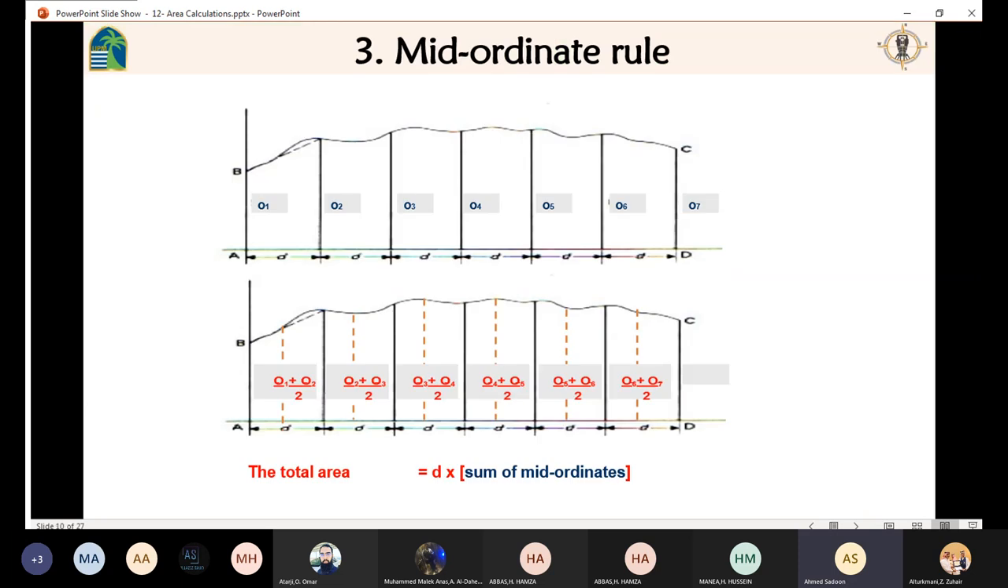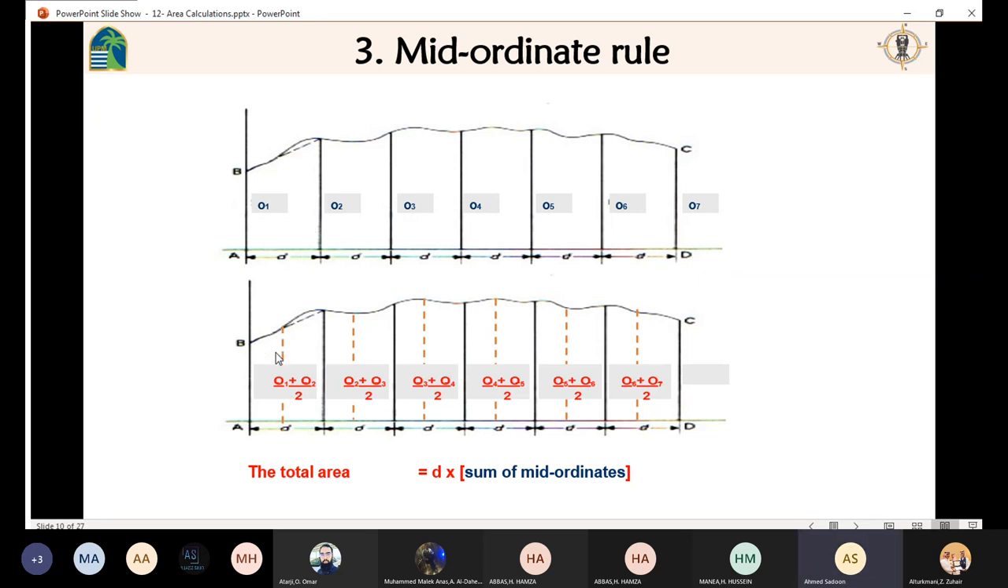Now also we're going to talk about another method, which is similar to the trapezoidal rule, which is the mid-ordinate rule. In the mid-ordinate rule, we are going to have an area like that. Again, I'm going to divide this tract into a number of trapezoids. Here we're going to have trapezoid 1, 2, 3, 4, and 5, and so on. Then I'm going to determine the mid-ordinate. The mid-ordinate means that this offset here, we're going to call this offset an ordinate. So here we have the first ordinate and the second ordinate. The mid-ordinate for the first section is going to be O1 plus O2 over 2.